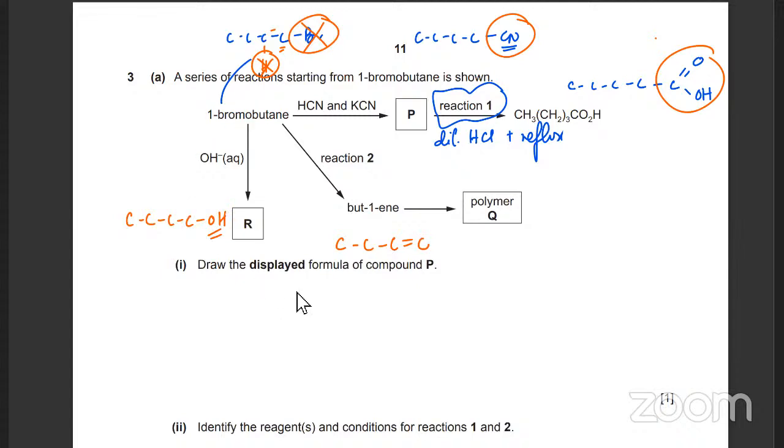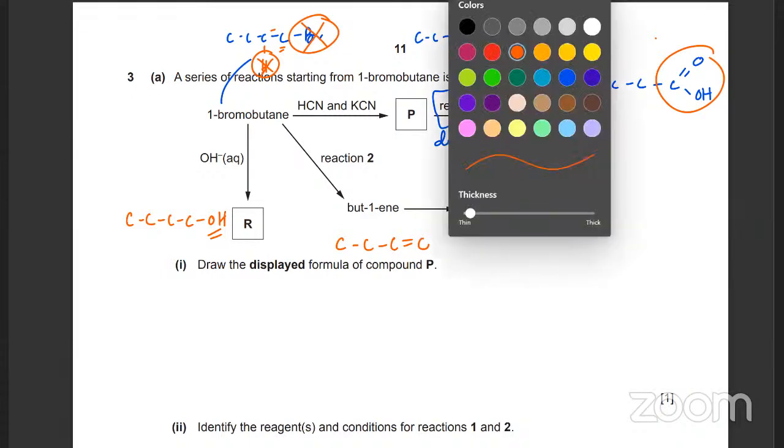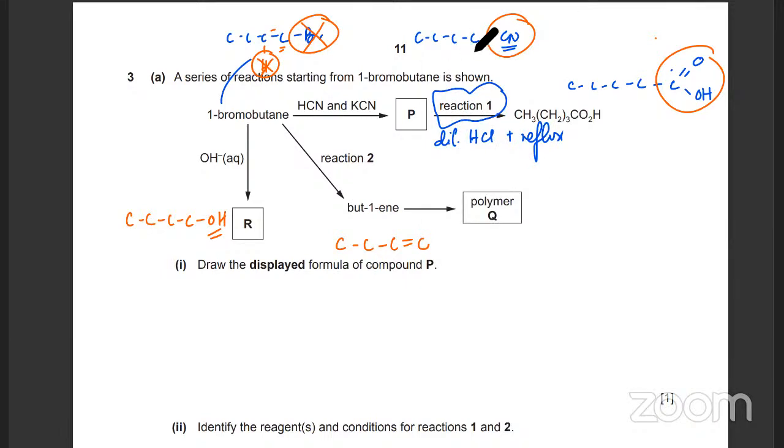Okay, so now we're going to try and answer this. Draw the displayed formula of compound P. So this one, displayed. When you say a displayed formula, you got to show every bond. So that's P. So it's 4 carbon atoms, and it's got a CN attached. You have to show the CN bonds and show every single H atom.